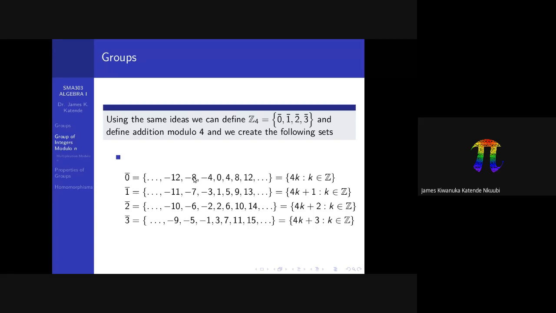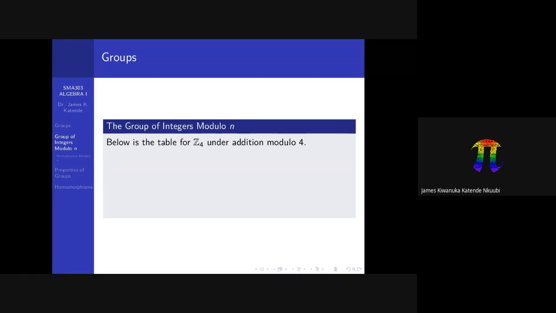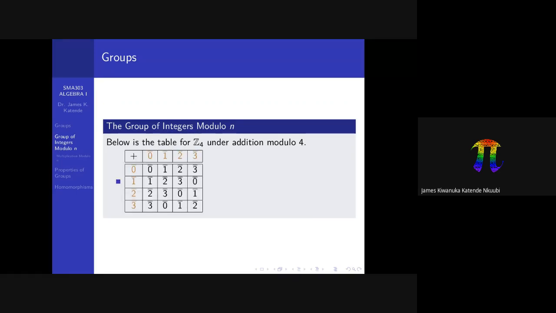If you add anything, 0 plus 1, you will always get something here. If you add anything within bar 1 to itself, you will get something that is here. For instance, 1 plus 5 is 6, and 6 is here. 9 plus 1 is 10, and 10 is here. So if you add anything within this set, you will always get something here. Using the same ideas, we can define addition on Z4 as follows, and we end up with this as our table. Again, this will form a group under addition modulo 4.